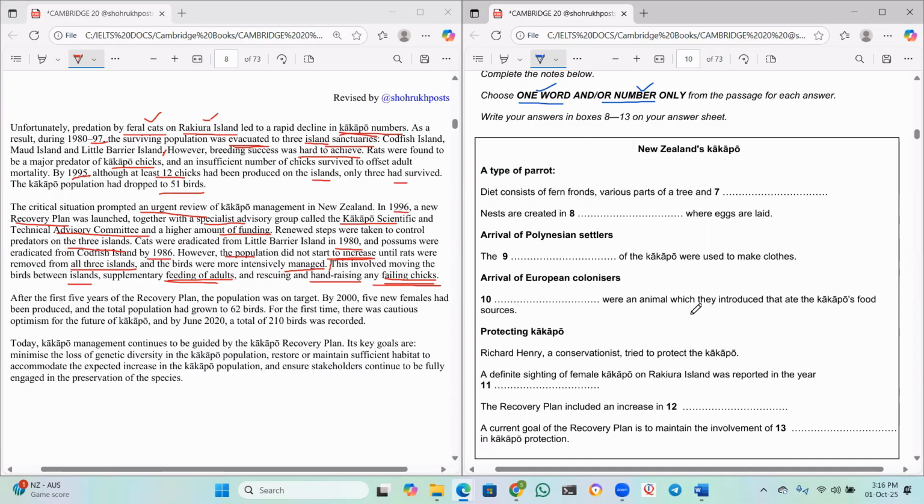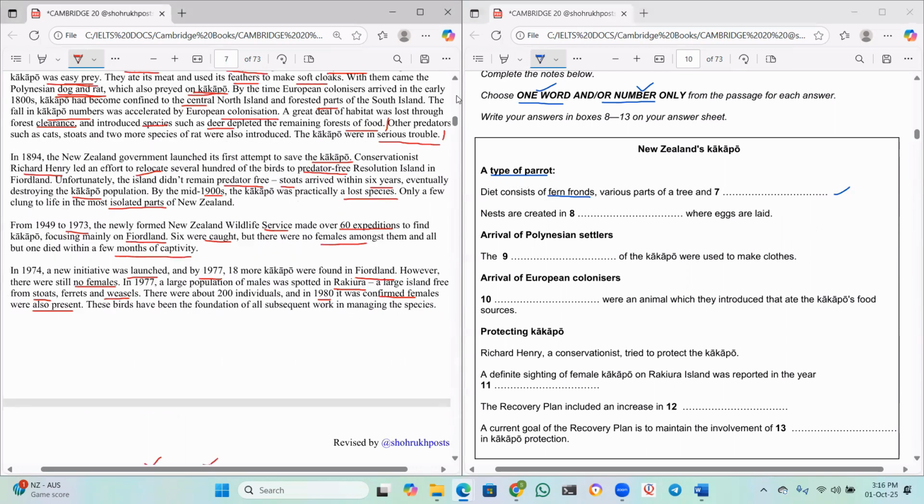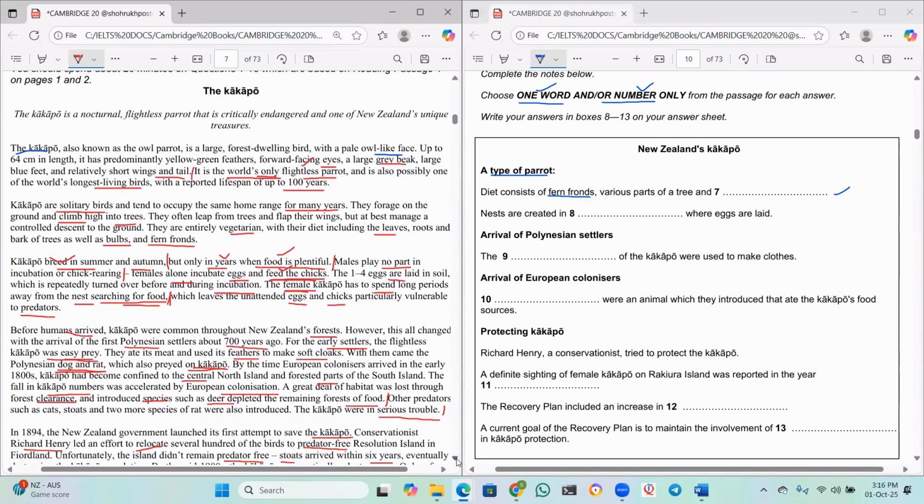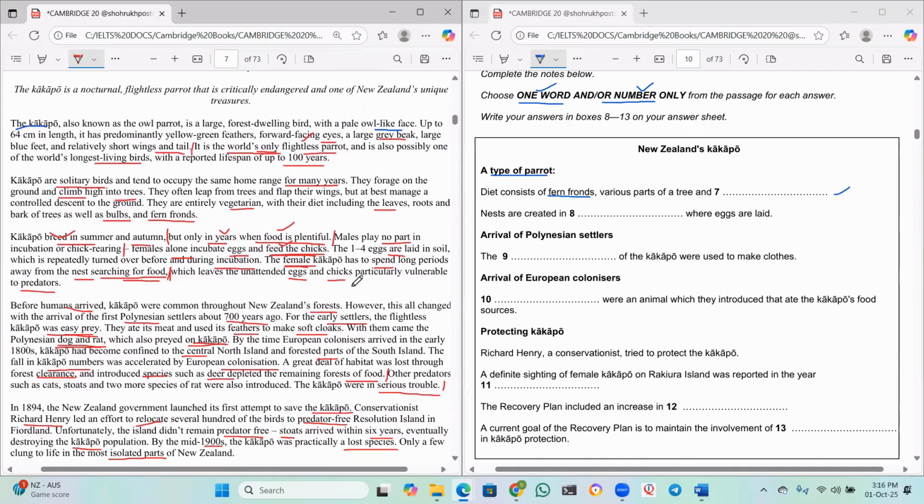So next, what is the question? A type of parrot. Diet consists of fern fronds, various parts of a tree, and dash. Now we read about the diet in the beginning, right? Somewhere in the beginning paragraphs. First paragraph was about this. Second paragraph is about the entirely vegetarian diet. It's here, okay? So look at the last sentence, guys.